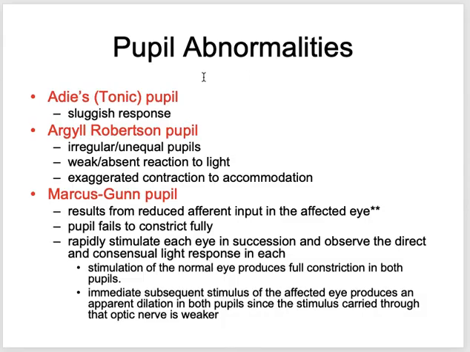These are the pupil abnormalities written over here, like what is Adie's pupil, in which the pupils give a sluggish response. What is Argyll-Robertson pupil? Of course, there are big pathologies behind that. Adie's pupil is also called Holmes-Adie pupil, the full name, and Marcus Gunn pupil: reduced afferent input in the affected eye, pupils fail to constrict fully.